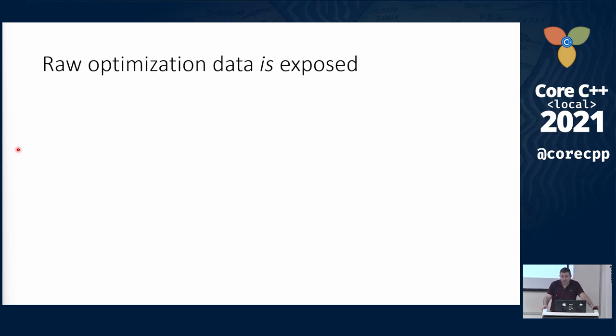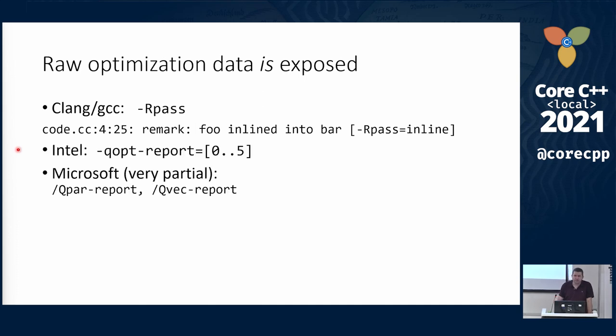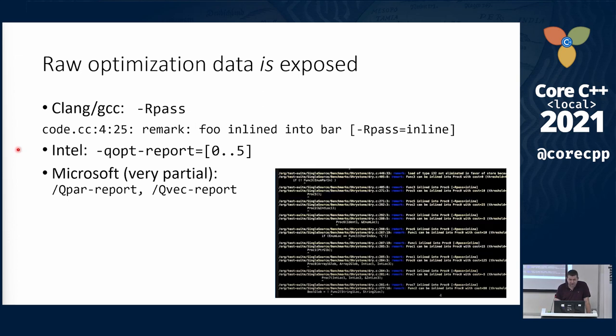To some extent, the compilers have been able to tell us this information since forever. Raw optimization data has been exposed in the Clang and GCC and conforming compilers via the RPass switch family. It dumps to stdout optimization remarks of this form: this function was inlined into that function. Other compilers expose similar but not identical switches. And this is typical output.